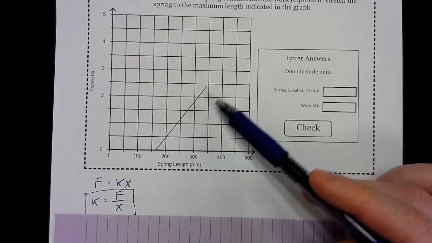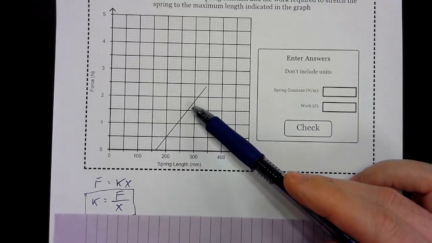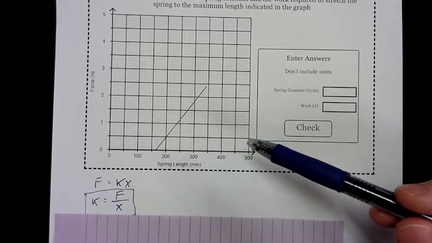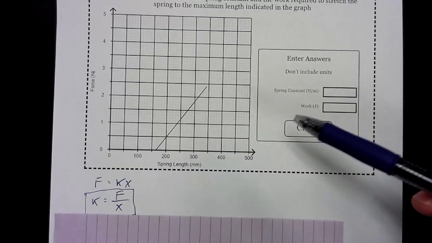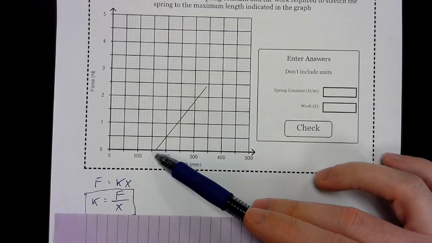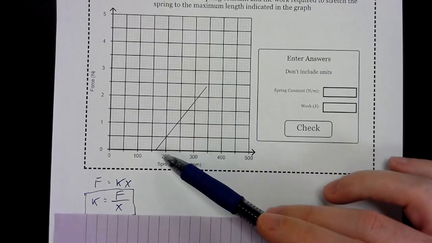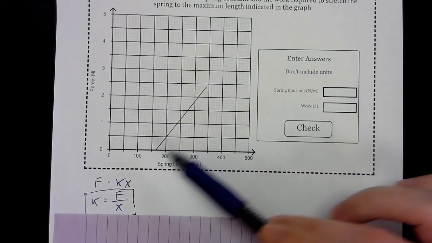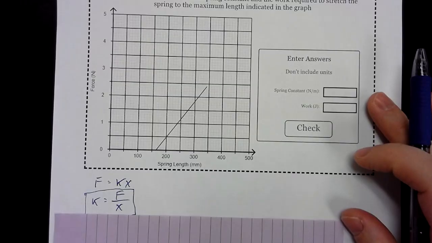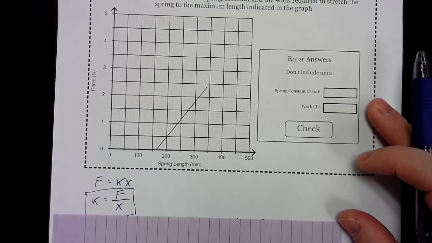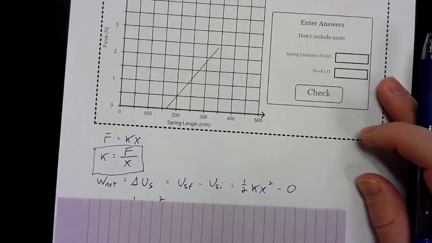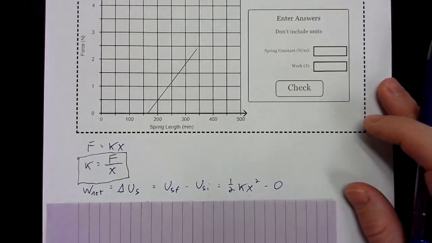So you could pick 2 points on this line, find the y-coordinates and the x-coordinates, and then calculate the slope. May as well just use the 0 and the final points. So I would kind of read this as my force, and then the difference between this and this is my displacement, x. So that'll help you find the spring constant. Then let's think about the work.